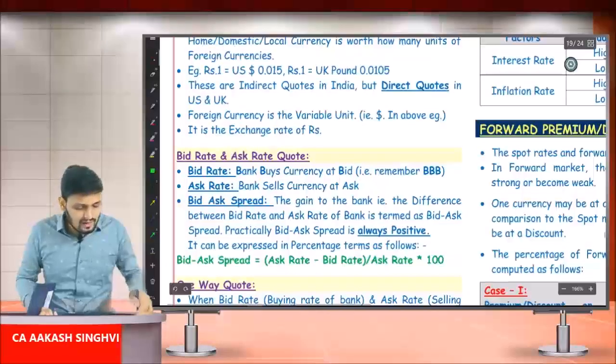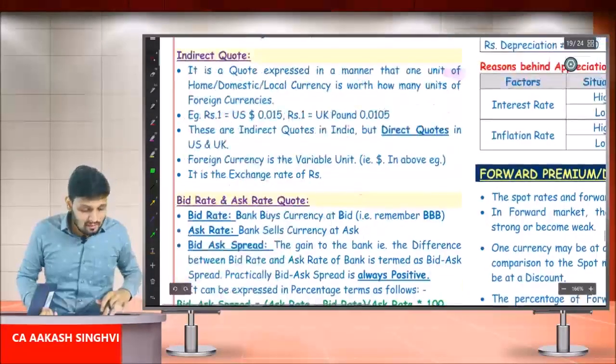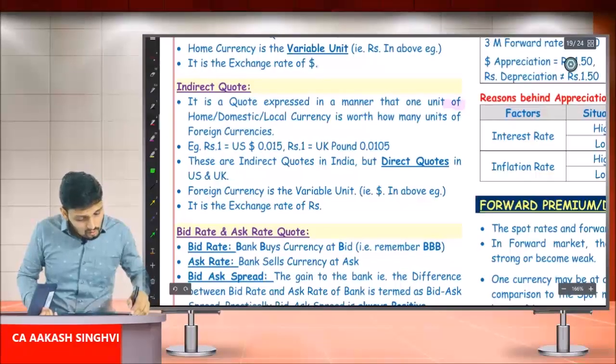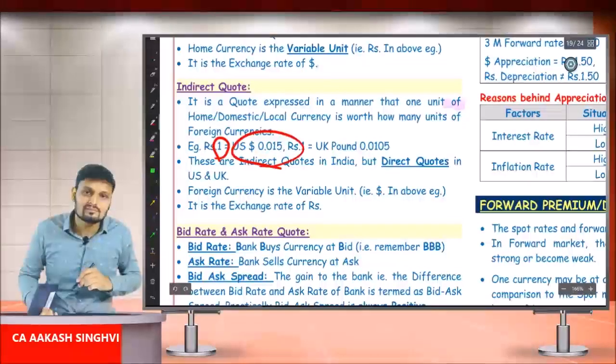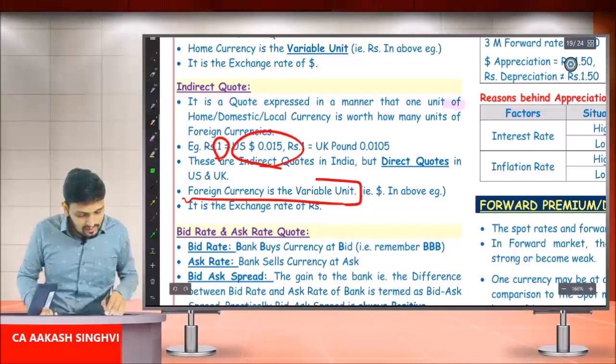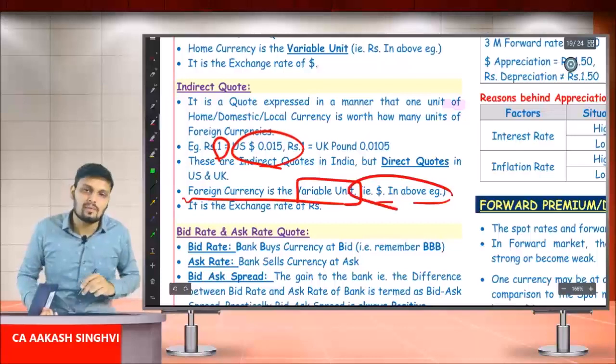So here, foreign currency is the variable unit, and here the rupee remains 1. Which one keeps changing? It is the dollar, right? So the foreign currency is the variable unit, dollar in the above example.